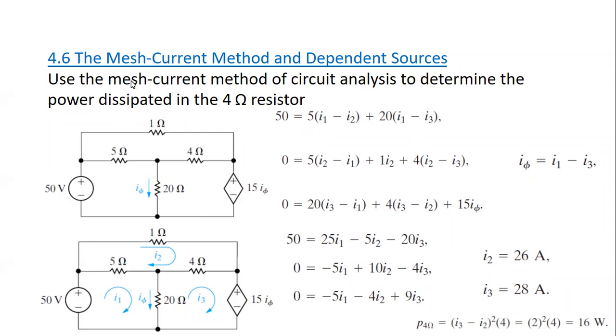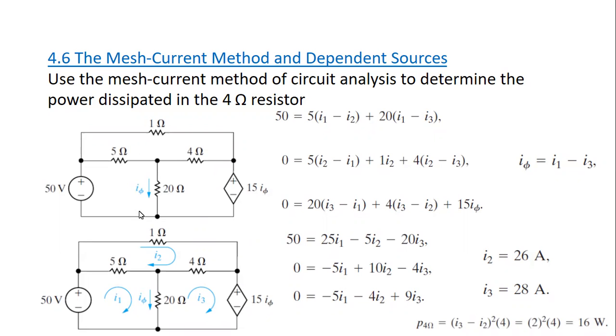Here we have the mesh current method when we have dependent sources. As you see in this circuit, we have 1, 2, 3, 4, 5, 6 circuit elements and 4 essential nodes. If we solve this using the node voltage method, we will have 3 equations because the number of essential nodes is 4. One node should be selected as a reference, then you assign V1, V2, V3, write KCL for each non-reference node, and solve the equations.